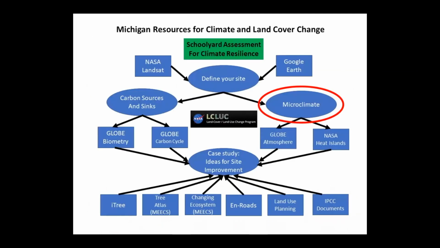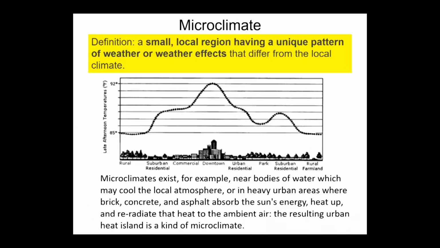There's another one that relates to one of our parts of the graphic, which is microclimate. Microclimate is a small local region having a unique pattern of weather or weather effects that differ from the local climate. And often microclimates can be found near bodies of water, and we have a lot of urban microclimate situations going on there.